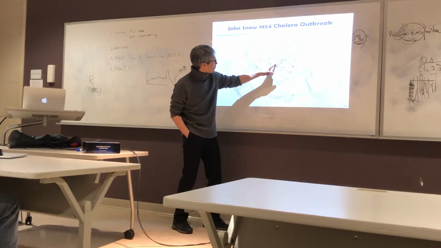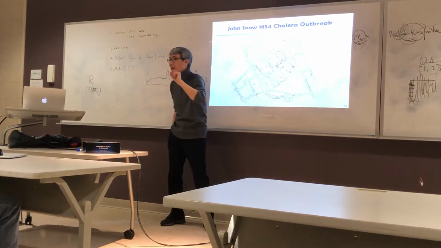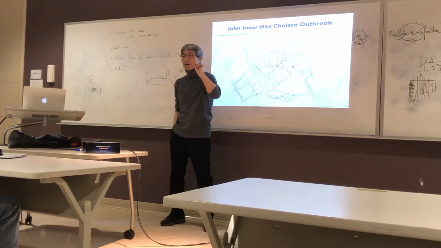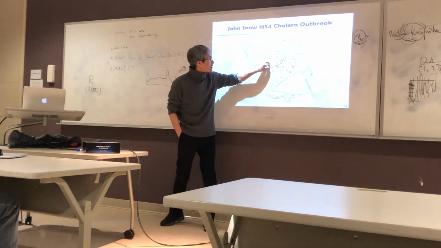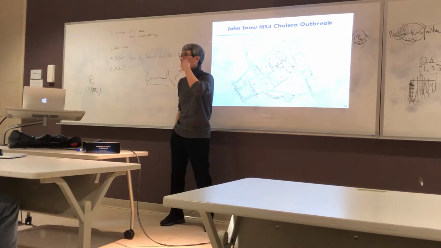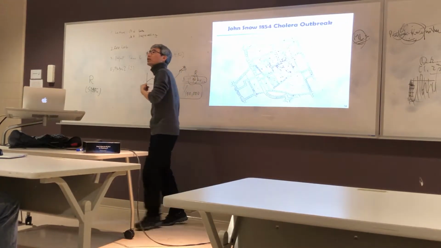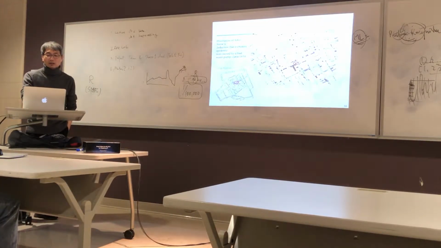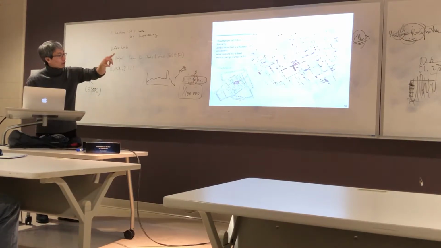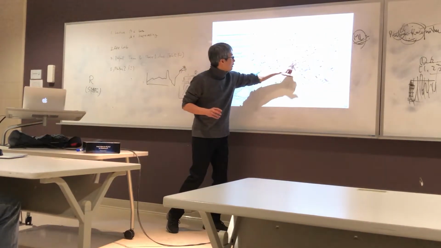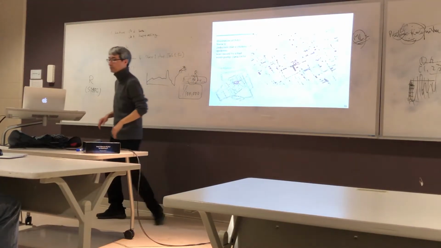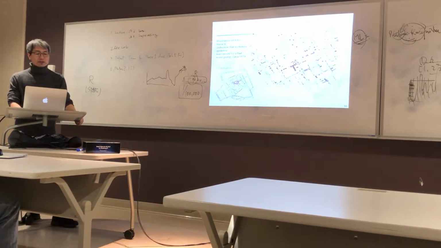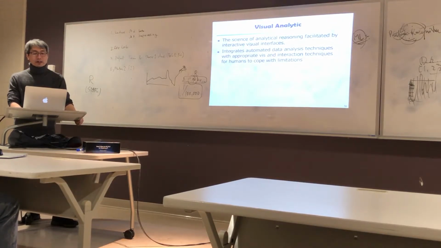Okay, so you can see over here and over here and over here. That exactly matches the wells. So they realized that the cholera came from the water, so they tried to clean the water and do something about it. They marked the wells and things like that. So that is how to use infographic visualization to solve a real problem, a social problem.